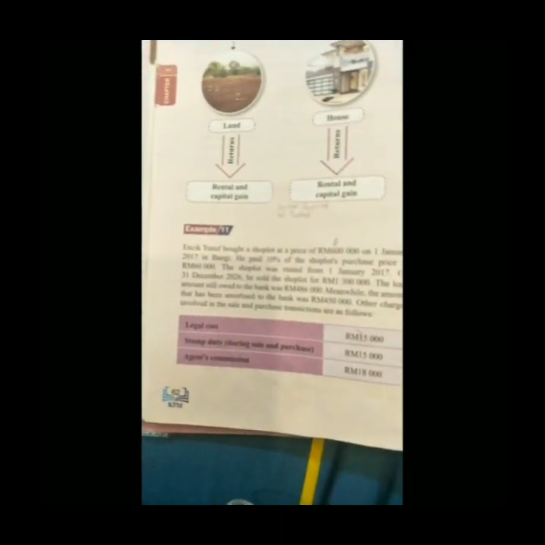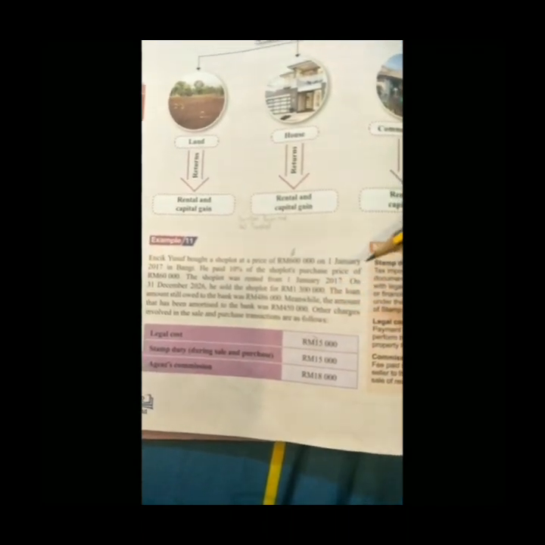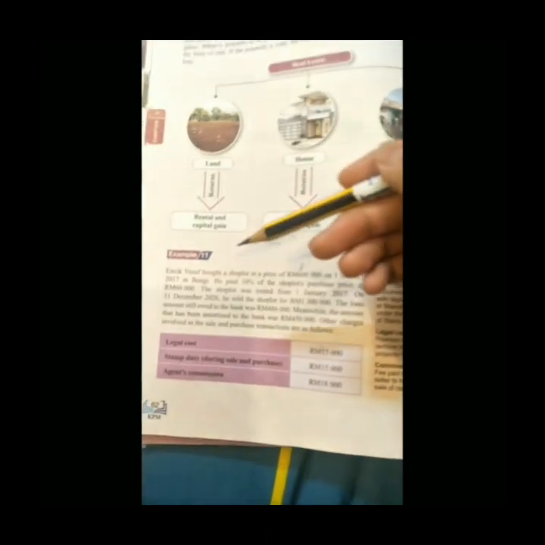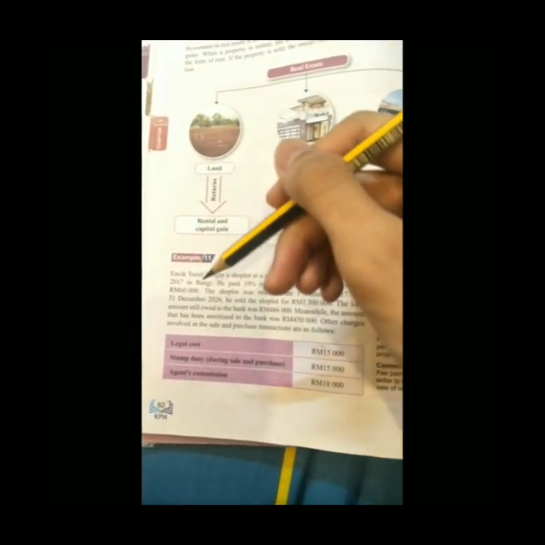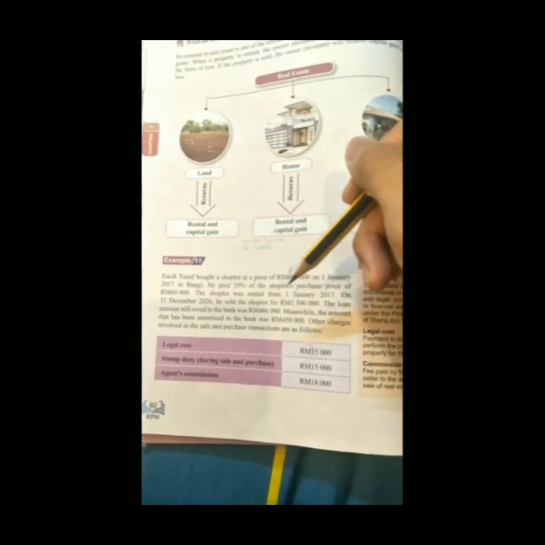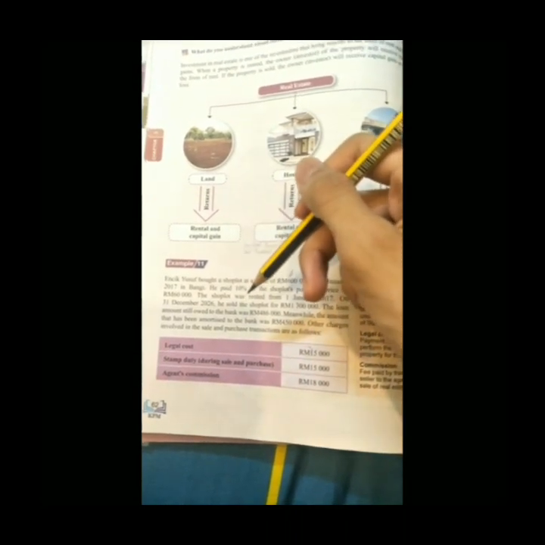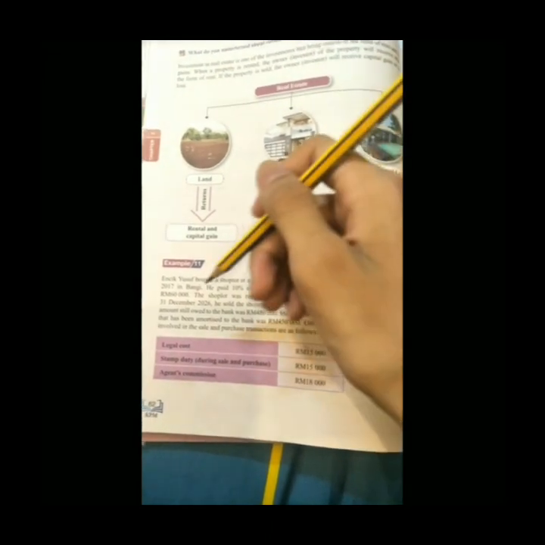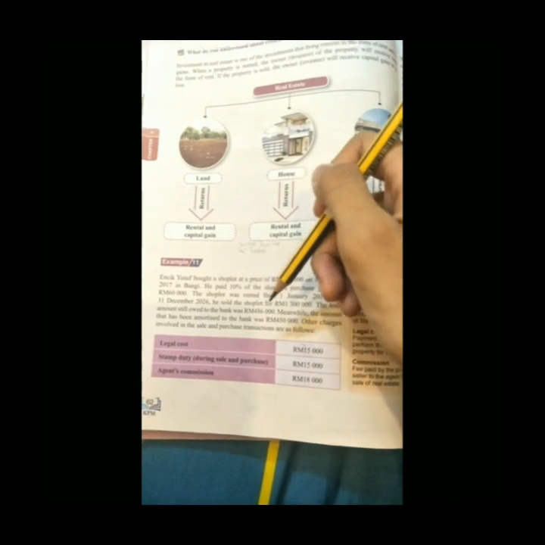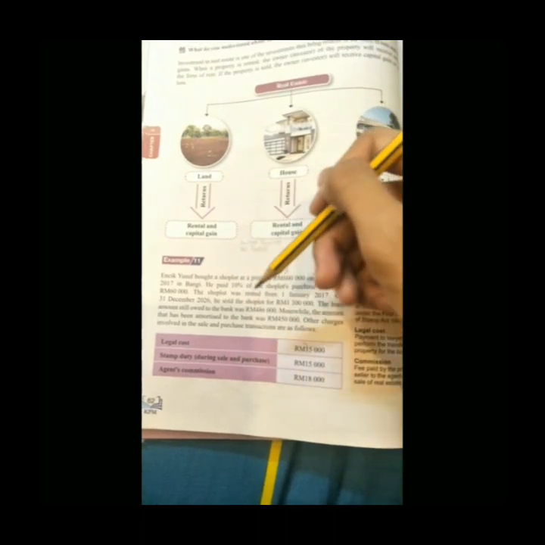Example 11. Encik Yusof bought a shop plot at a price of 600,000 ringgit on 1 January 2017 in Bangi. He paid 10% of the shop plot's purchase price, 60,000 ringgit. The shop plot was rented from 1 January 2017. On 31 December 2026, he sold the shop plot for 1,300,000 ringgit. The loan amount still owed to the bank was 486,000 ringgit. Meanwhile, the amount that has been amortized to the bank was 450,000 ringgit.